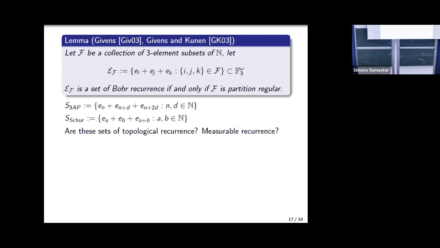Is it a set of measurable recurrence? Well, if S sub 3AP is a set of topological recurrence but not a set of measurable recurrence, then I think that's something that separates topological recurrence from measurable recurrence in a way that's fundamentally different from the Kriz example. I think this would answer that question. Can you find a fundamentally different way of constructing dense sets whose difference sets have this kind of structure?